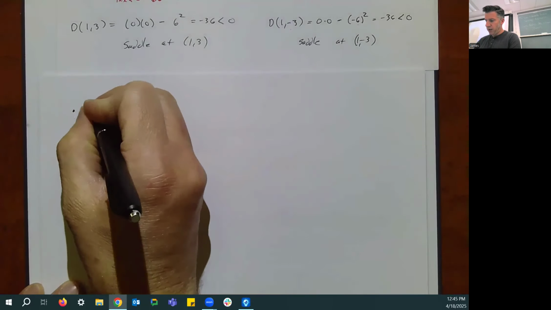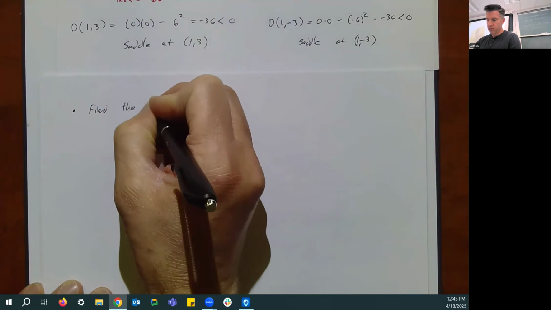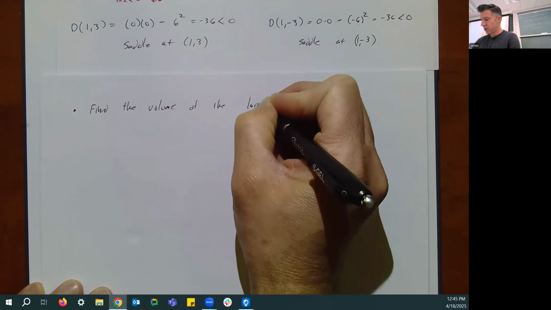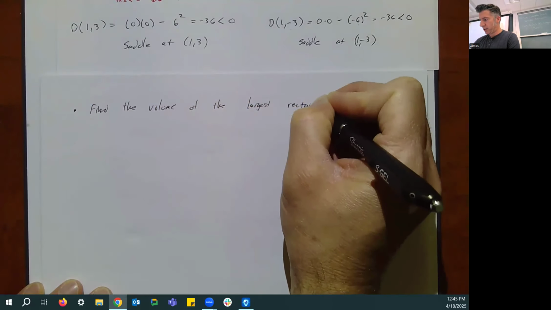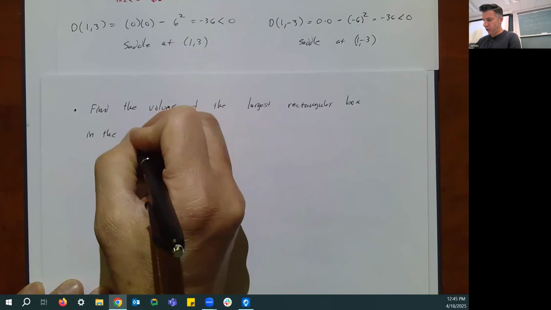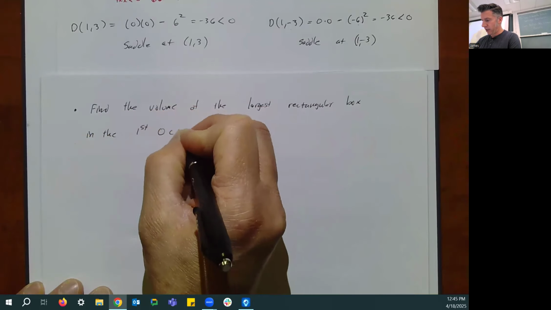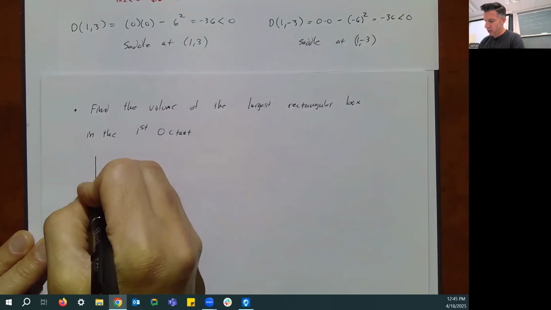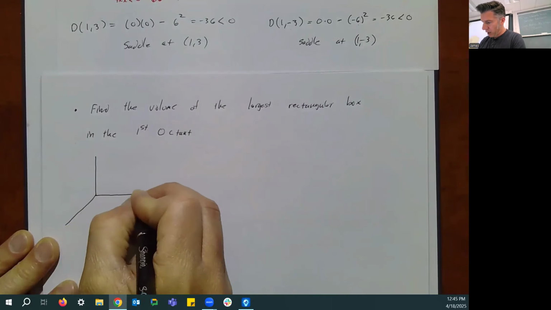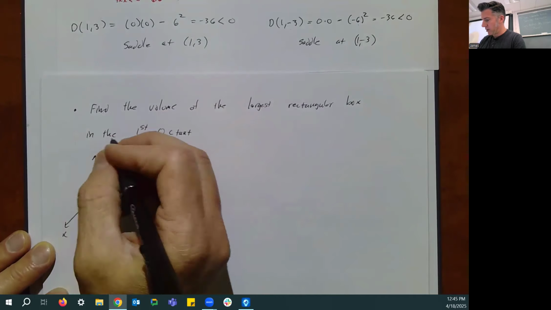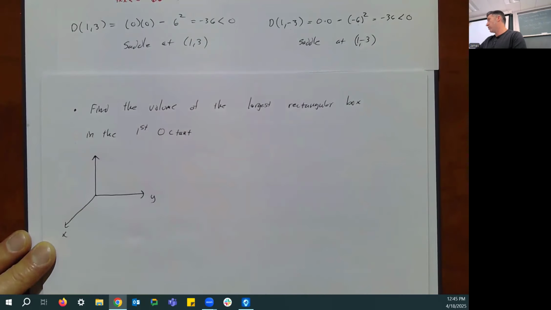So we want to find the volume of the largest rectangular box in the first octant. So we're thinking in the three-dimensional system, where x is positive, y is positive, and z is positive. Like we're living in the first octant here. As I like to imagine, this room is in the first octant if that corner over there is our origin.